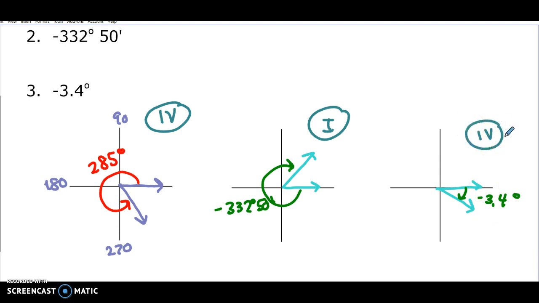Now the key thing here, there's nothing too tricky about this. It's really just having a number sense, knowing that positive 285 is between 270 and 360. And likewise for the others. So nothing too crazy here.